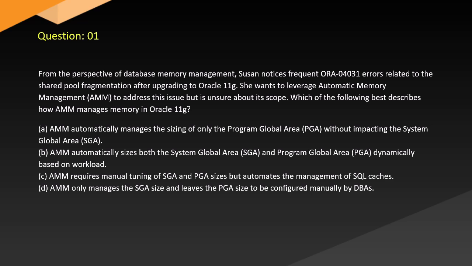A. AMM automatically manages the sizing of only the Program Global Area (PGA) without impacting the System Global Area (SGA). B. AMM automatically sizes both the SGA and PGA dynamically based on workload. C. AMM requires manual tuning of SGA and PGA sizes but automates the management of SQL caches. D. AMM only manages the SGA and leaves PGA size to be configured manually by DBAs.